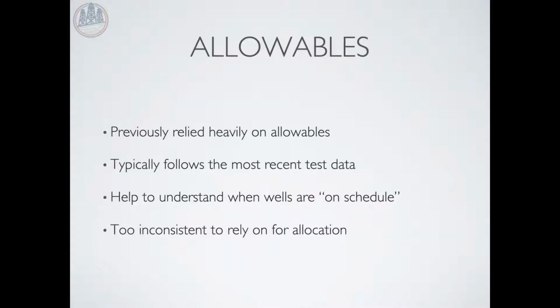We still pull allowables, by the way. We previously relied heavily on allowables because they were based on test data and they were reported monthly on wells. But we still use it to help understand when wells are on schedule, but the consistency for the allowable data is not there. We ran through and allocated our entire database using it, and we found huge inconsistencies and had to back off of it and go another route.